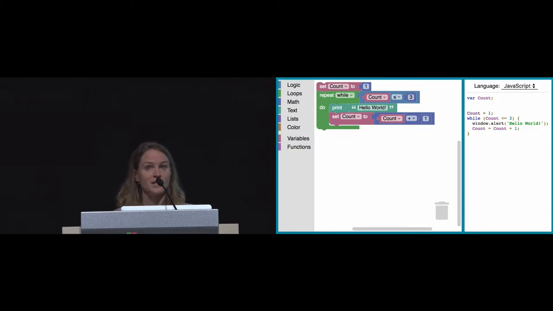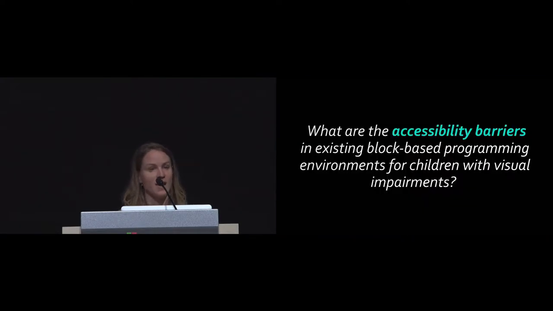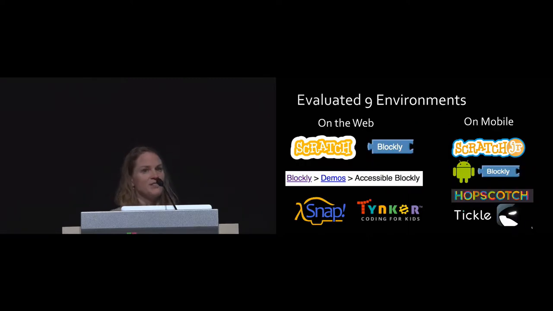So we wanted to address this problem and come up with techniques to make these environments more accessible for children with visual impairments. So our first step in this research was to answer, what are the accessibility barriers in existing blocks-based programming environments for children with visual impairments? In order to answer this, we evaluated 9 different environments. 5 of them were web-based, and 4 of them were based on mobile devices.